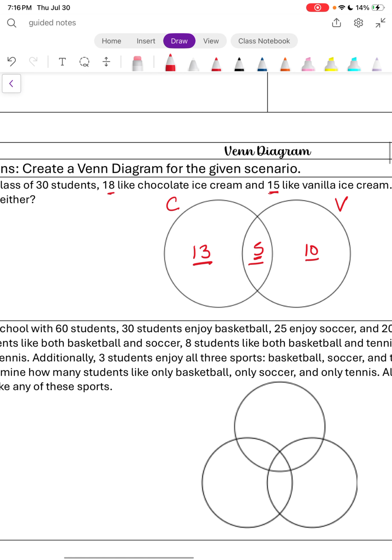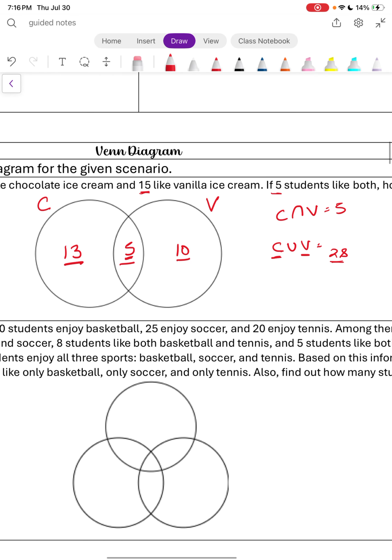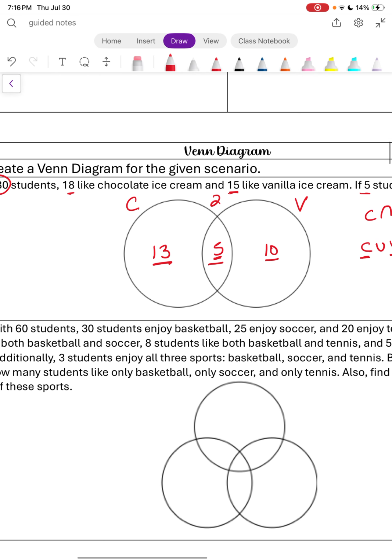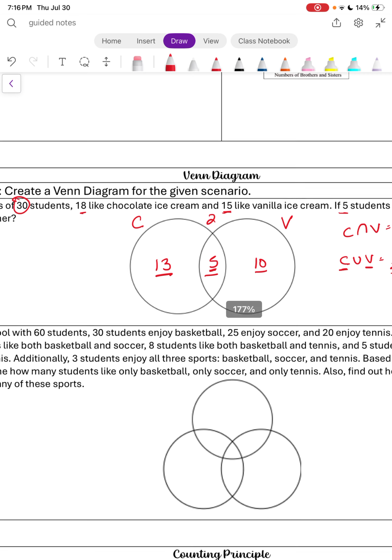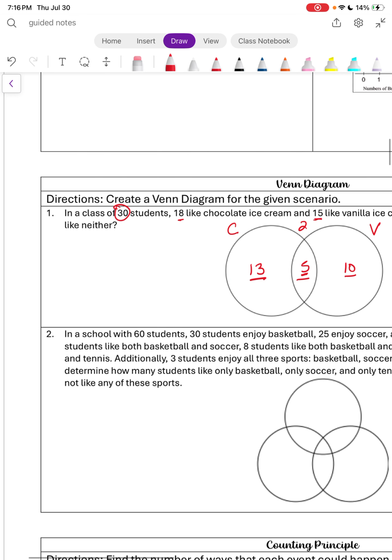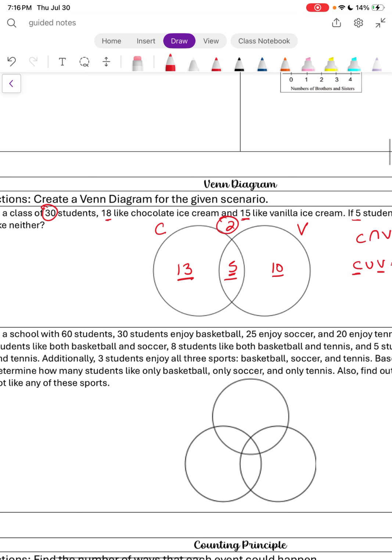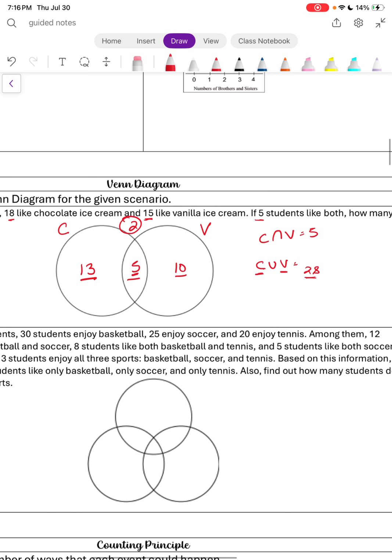Now, there were 30 total people. So where are those other individuals? Well, those other 2 people are out here. They don't like chocolate, they don't like vanilla, they don't like both. So therefore, they're on the outside. Now we can answer the question. How many like neither? The answer is 2. And that would be what we call the complement of the union. So we take all of them and find out how many are not in either set. So that's going to be 2 people. And again, we call that the complement.